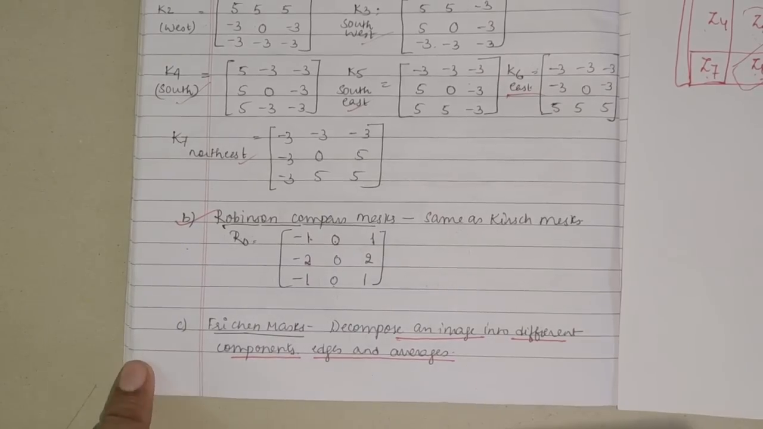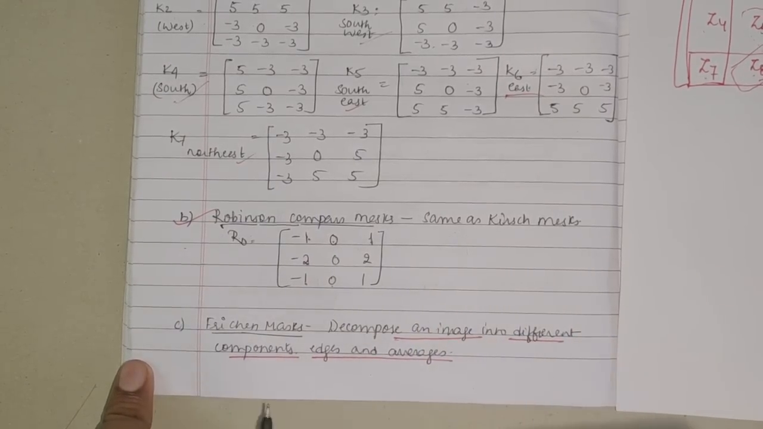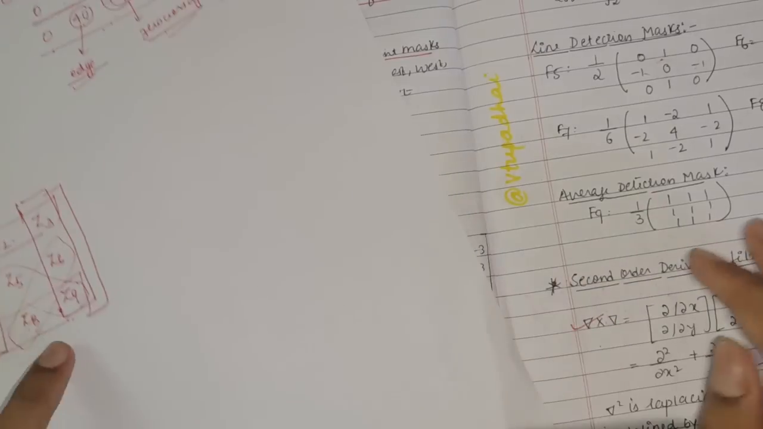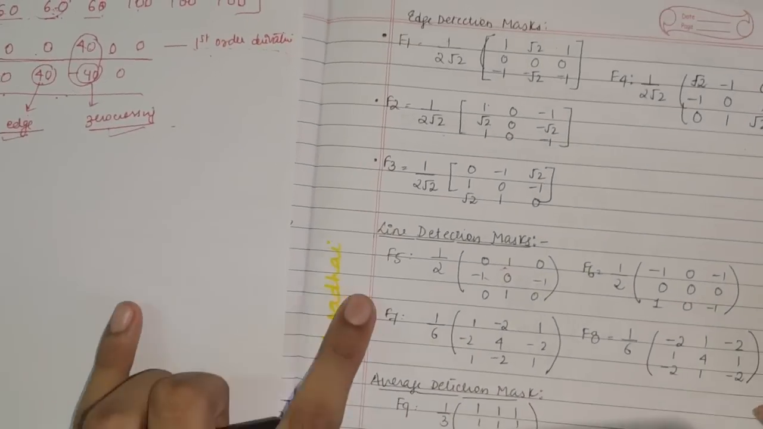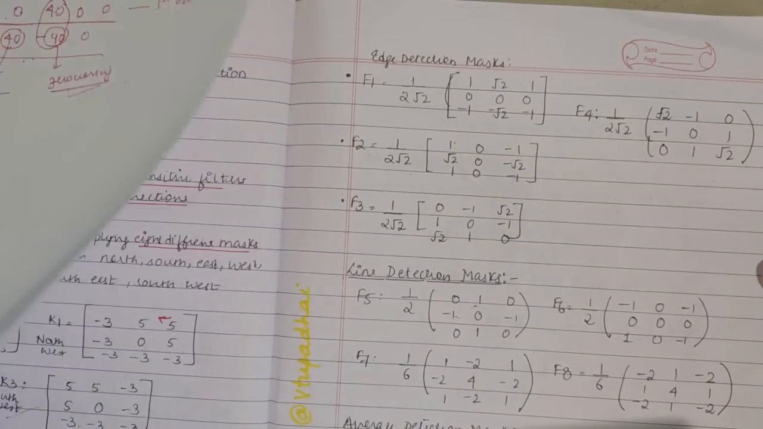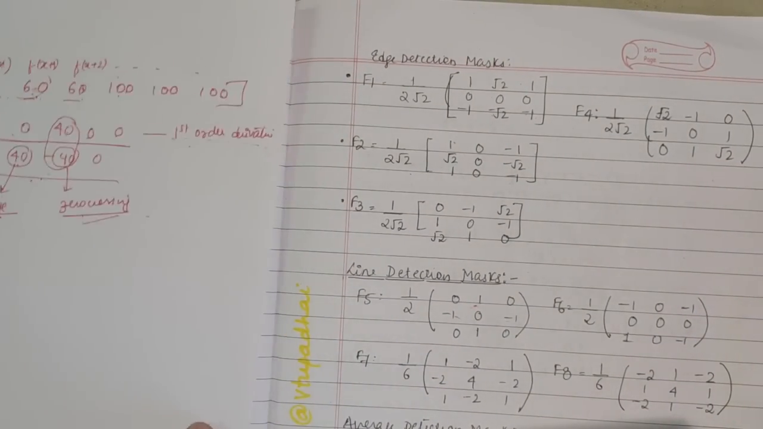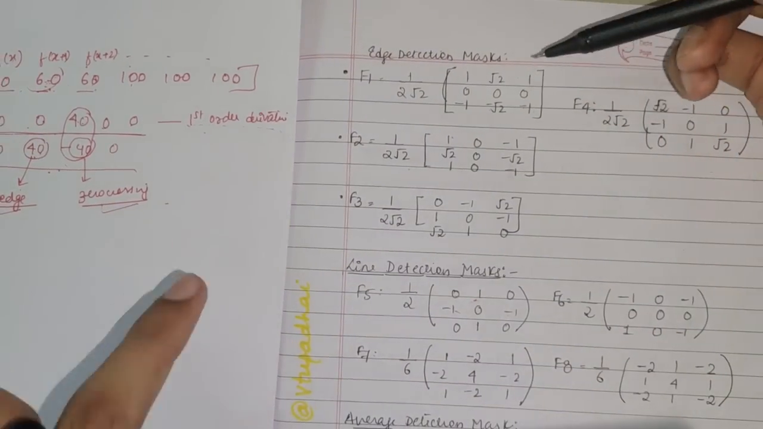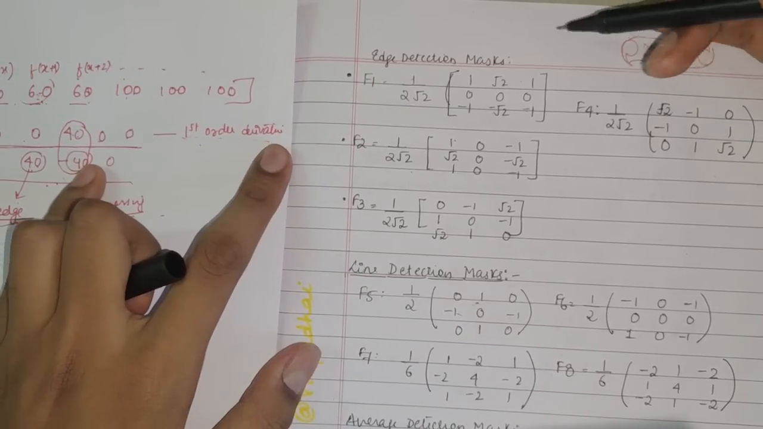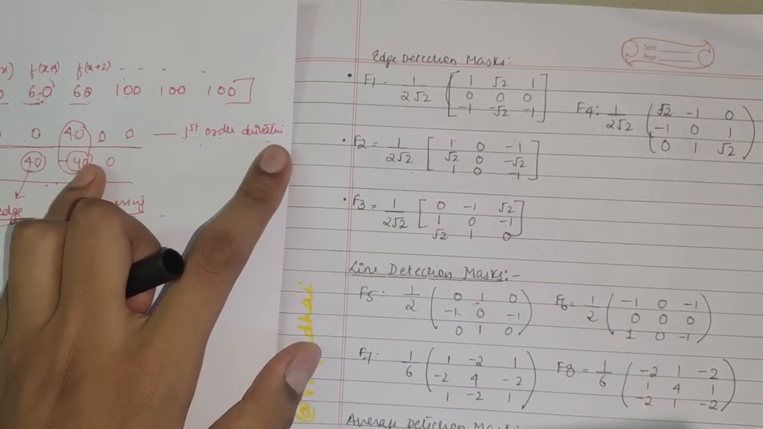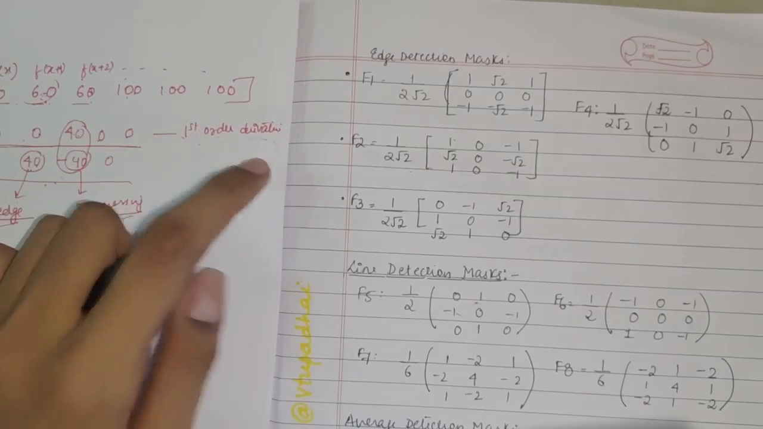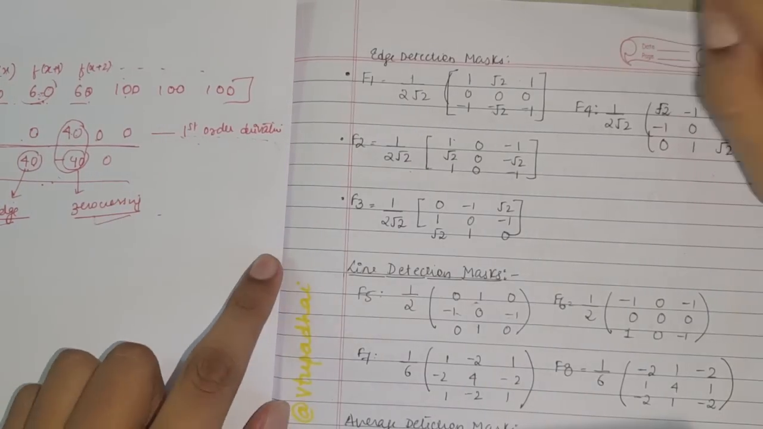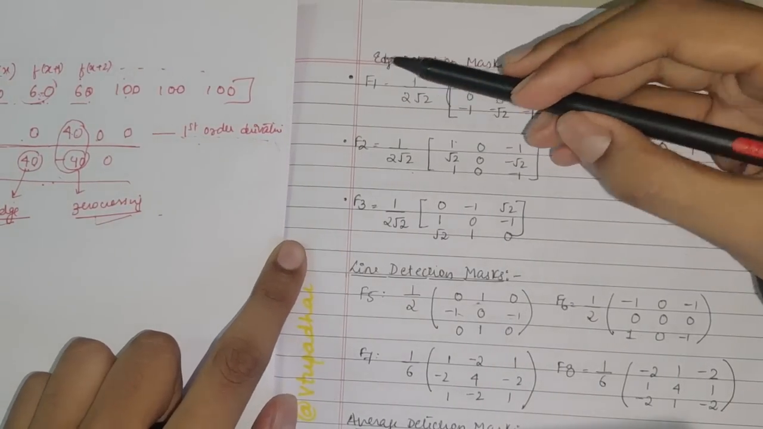Okay, then we have Frei-Chen masks. What it will do is decompose an image into different components. So how will you decompose an image? Guys, it has very little theory and a large number of matrices to remember, so try to remember all these matrices. I will put a flowchart of all the matrices and all the important questions in the next video, so please stay tuned.